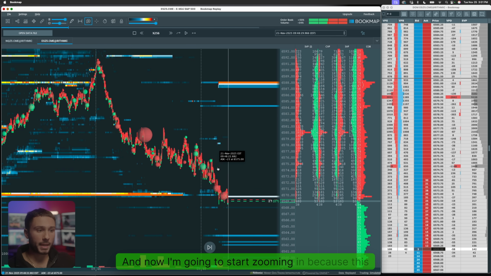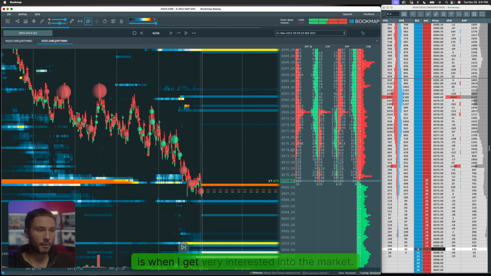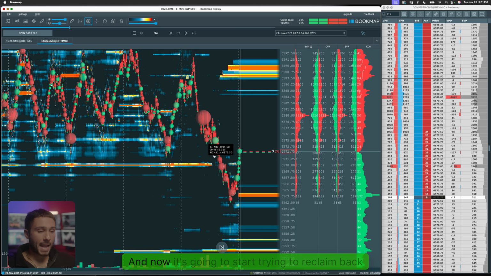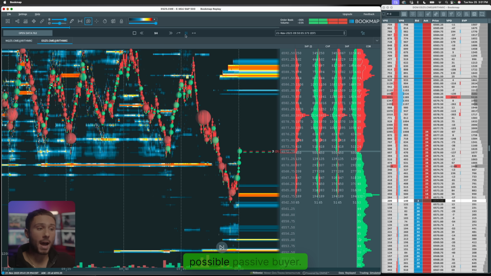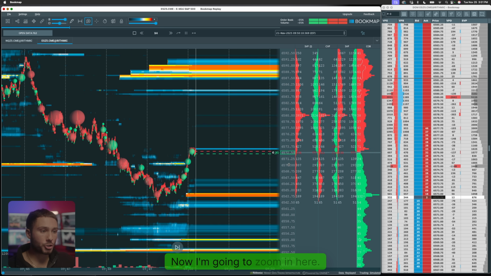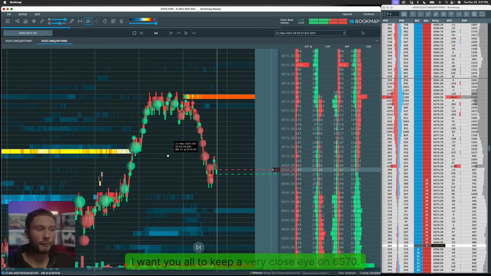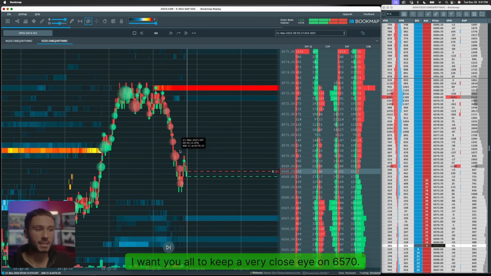And now I'm going to start zooming in because this is when I get very interested in the market. So it's going to break under the low. And now it's going to start trying to reclaim back above the previous low where we are spotting this possible passive buyer. Now I'm going to zoom in here. It's going to happen very, very fast. I want you all to keep a very close eye on 65.70.